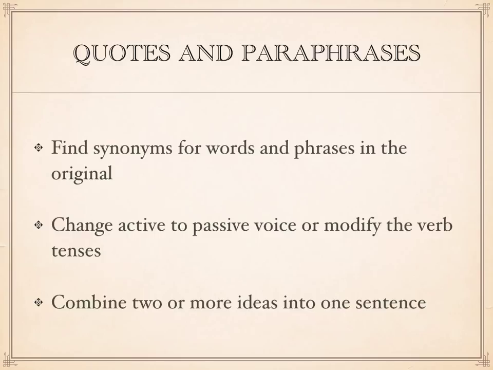You can use a few quotes in your summary if you want, but paraphrases are better. Paraphrasing makes the language flow more smoothly, and it can make your summary shorter and more direct. The main ways of doing paraphrases are finding synonyms for words and phrases in the original, changing active to passive voice or modifying the verb tenses, and combining 2 or more ideas into one sentence. Now let's go on and outline and then write the summary of this article.